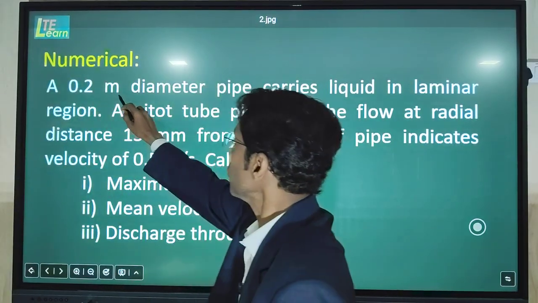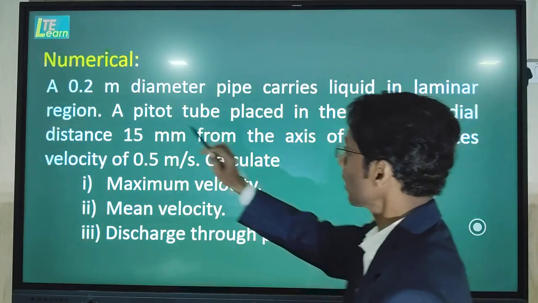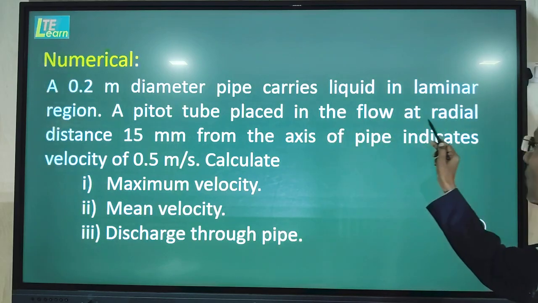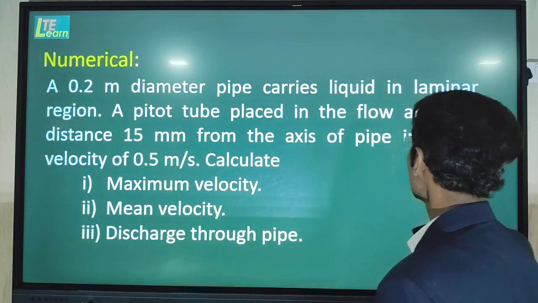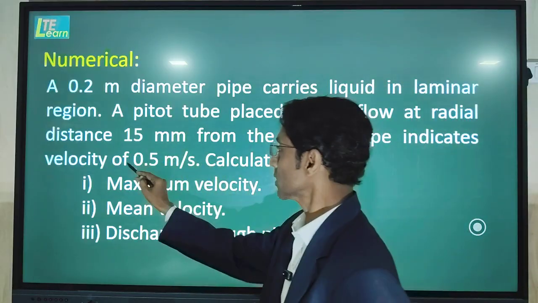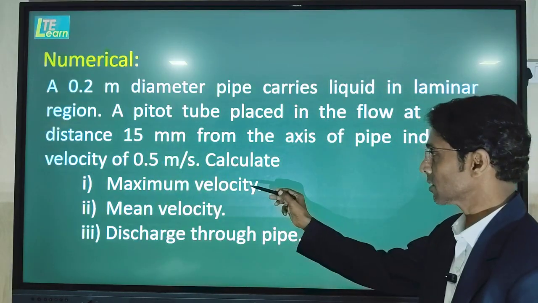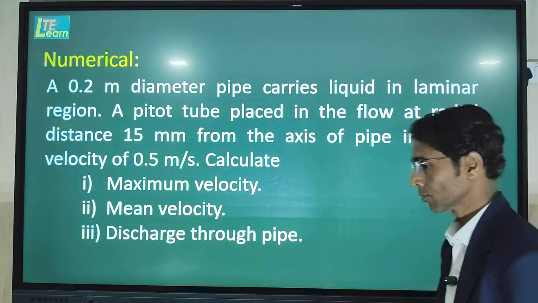A 0.2 meter diameter pipe carries liquid in a laminar region. A pitot tube placed in the flow at a radial distance 15 mm from the axis of pipe indicates velocity of 0.5 meter per second. Calculate maximum velocity, mean velocity, and discharge through pipe.